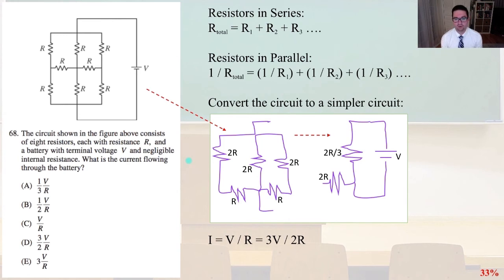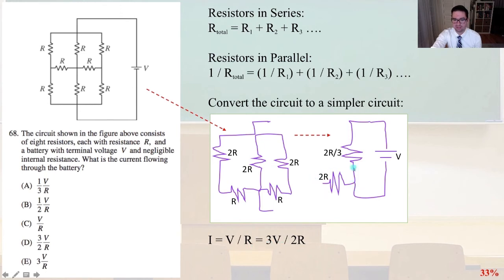So we're going to convert the circuit to a simpler circuit. So from this, we convert to here. I drew a very pretty picture. Hopefully you can see how we're converting it. Got to know batteries for the physics GRE. And then we're going to convert it again to a simpler circuit right here. And we can clearly see that I equals V over R equals 3V over 2R.